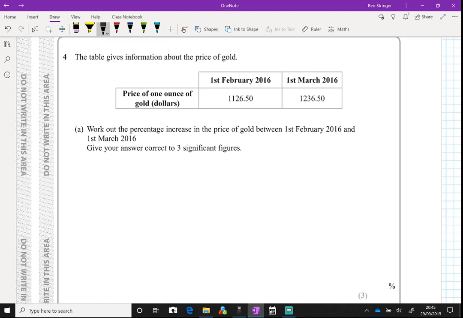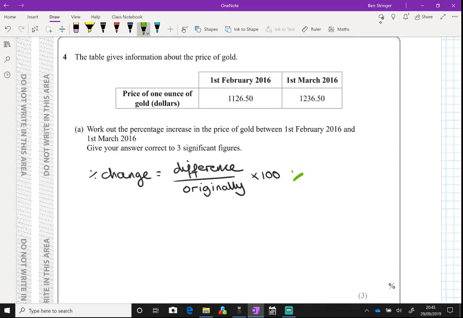So I just need to remember percentage change. It's the difference between the two values divided by what it was originally, multiplied by 100 to turn that into a percentage. I'll put that percentage in green, because the outcome of this calculation is in terms of percent by multiplying it by 100.